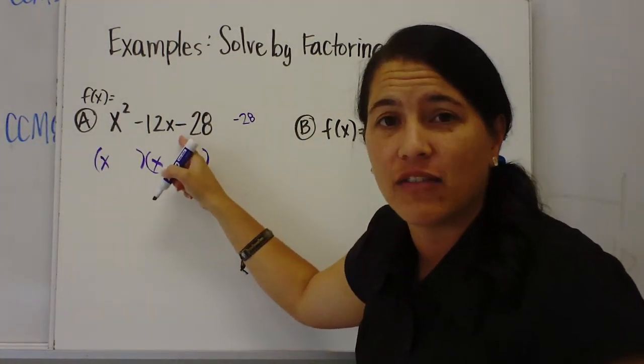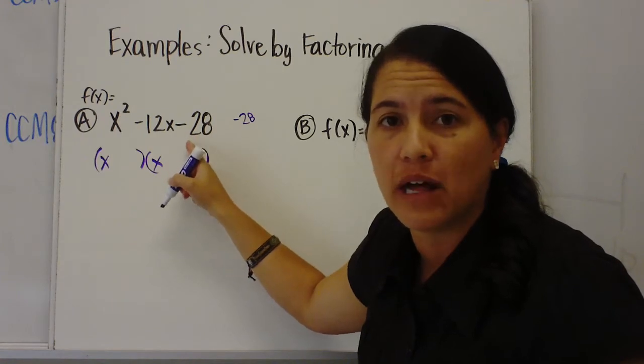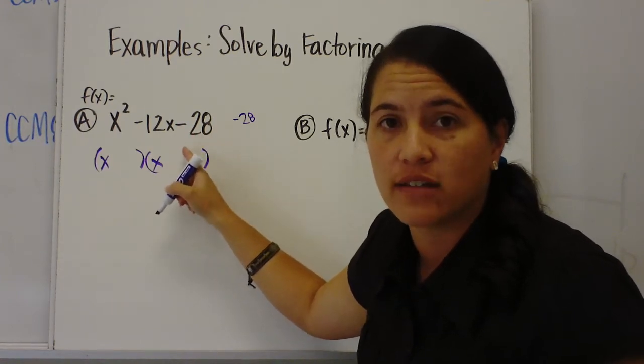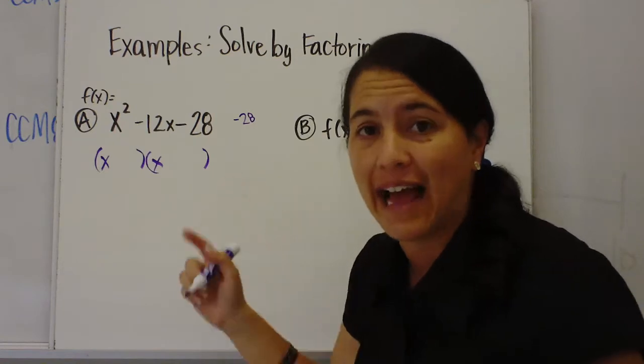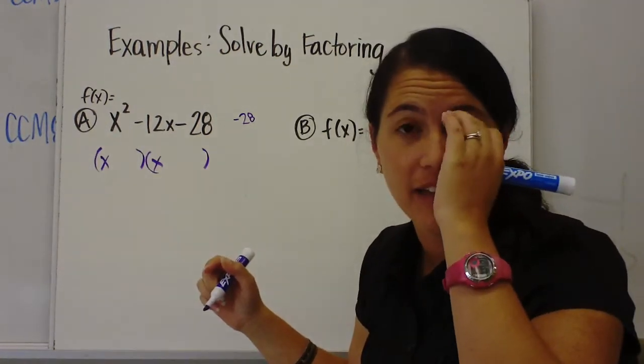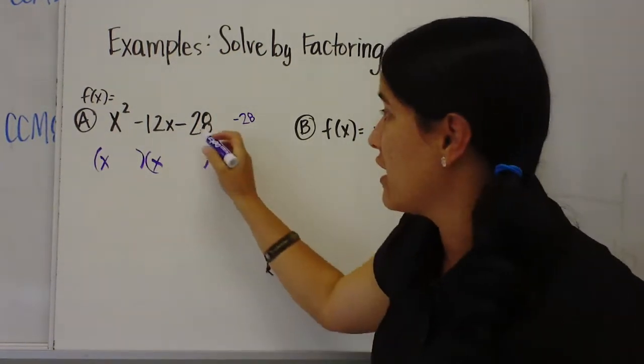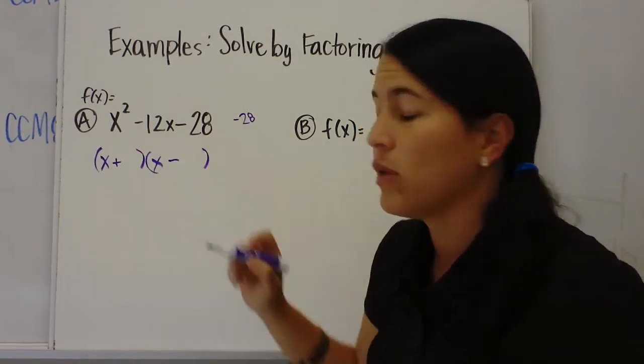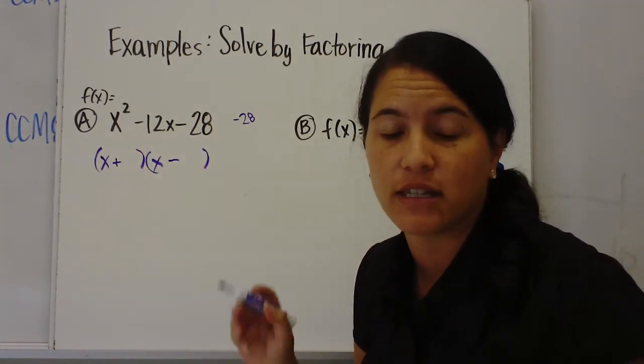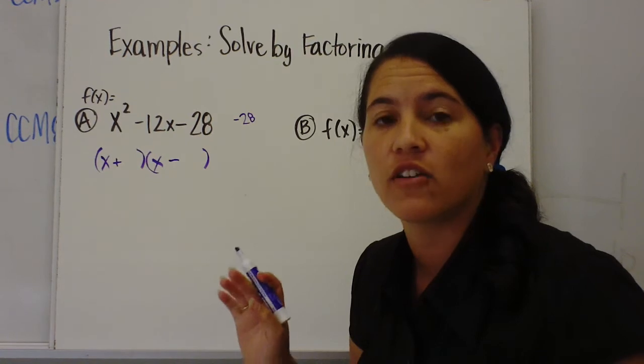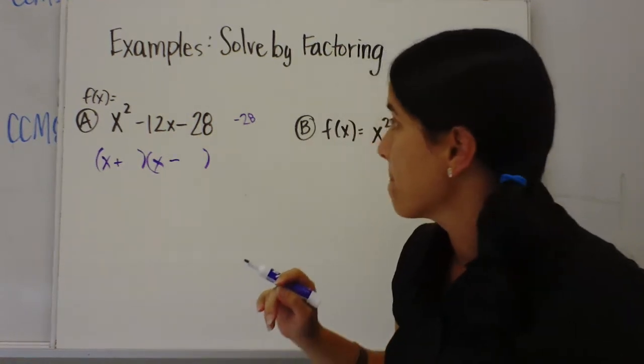Because it's a negative, we're looking for numbers that will multiply to be negative 28, like in FOIL, first, outer, inner, last. And the only way to get a negative is to have a positive and a negative. So we know that one of these is going to be plus and one of these is going to be minus. If that last number is negative, then you're going to have a plus and a minus.